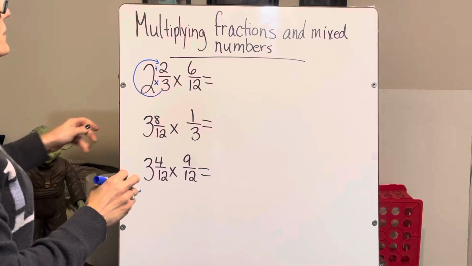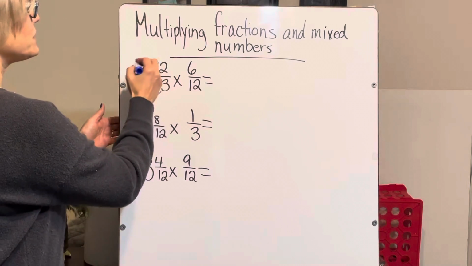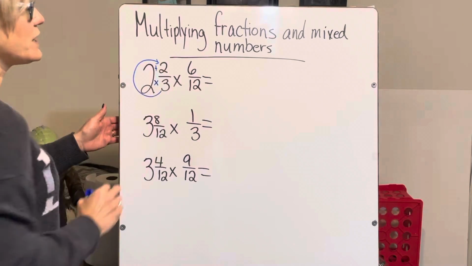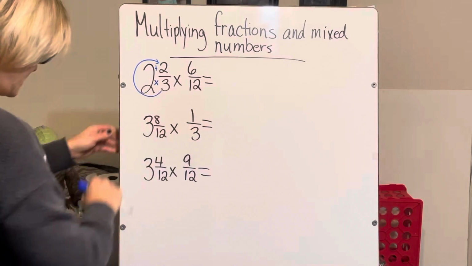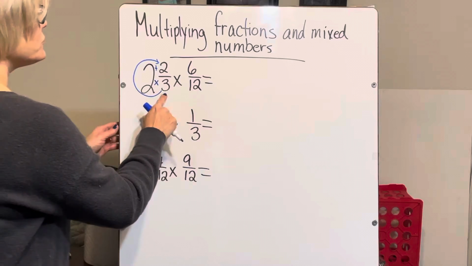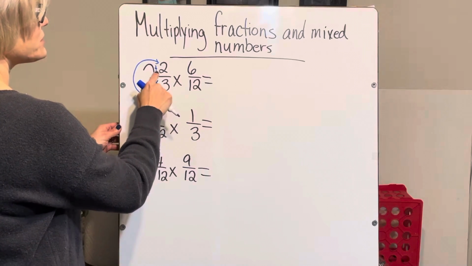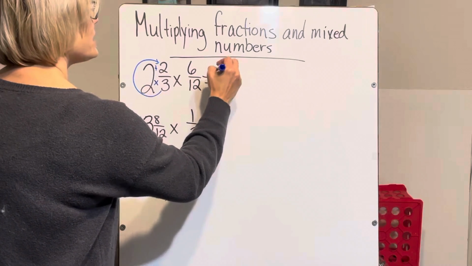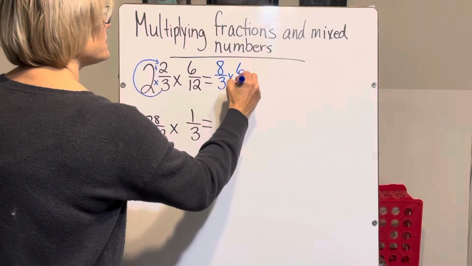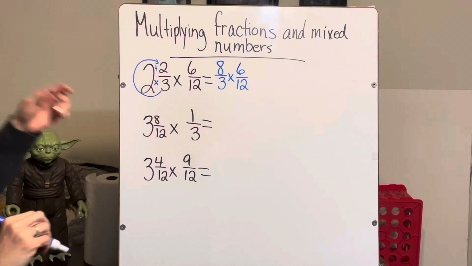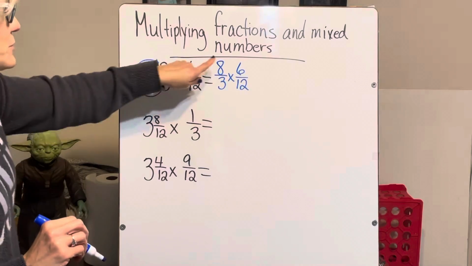All right, so we need to change 2 2/3 and make this an improper fraction so it can be multiplied. So 2 times 3 is 6. 6 plus 2 is 8. So I've got 8/3 times 6/12. All right, so I've changed this mixed number.